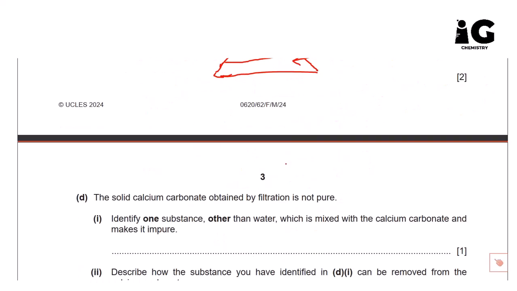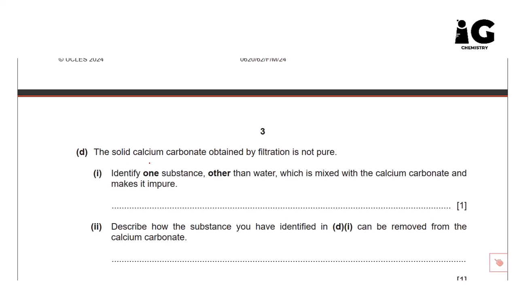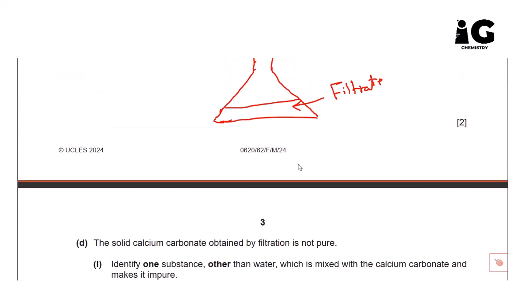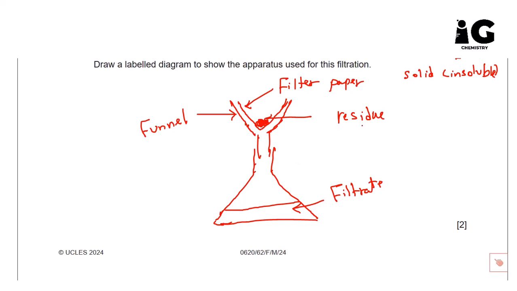Next question. The solid calcium carbonate obtained by filtration is not pure. Here we talk about this residue. Actually, this residue now is CaCO3, which is solid, and here it says it's not pure.